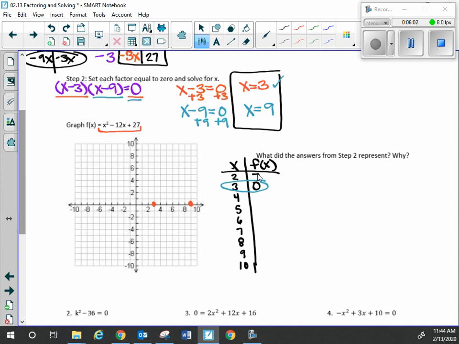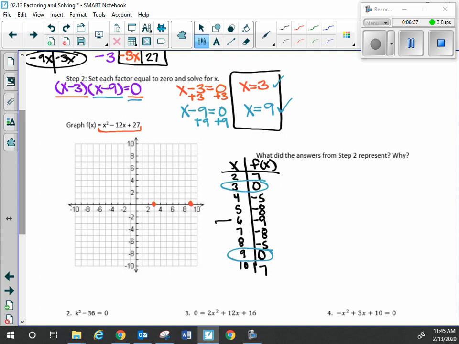Right here. Okay, what about 4? Negative 5. 5, negative 8. 6, negative 9. 7, negative 8. 8, negative 5. 9, 0. Bingo. Okay, and 10. 7. Do you start to see values repeat? Yes. They go down and down and down. They hit 6, and then they go back up. So that forms your parabola.